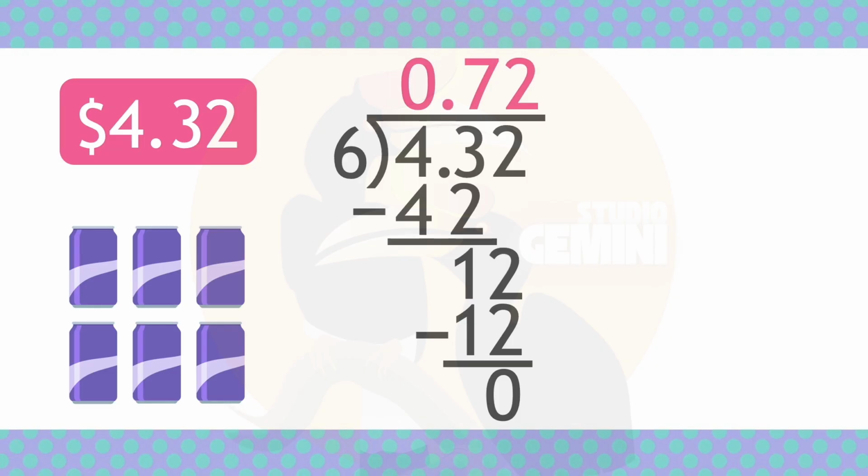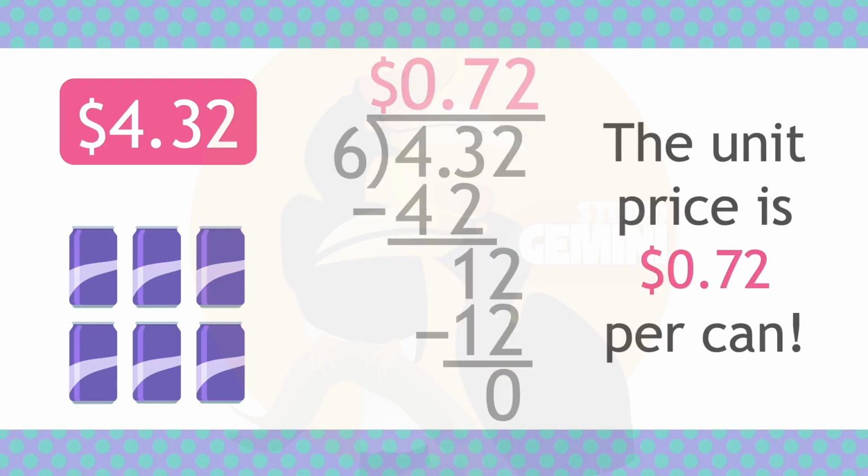$4.32 divided by 6 gives us a quotient of 72 cents. This means the unit price, or cost per can, is 72 cents. Now, remember how earlier I mentioned that knowing how to find the unit price could help us to get the best possible deal? Here's how.